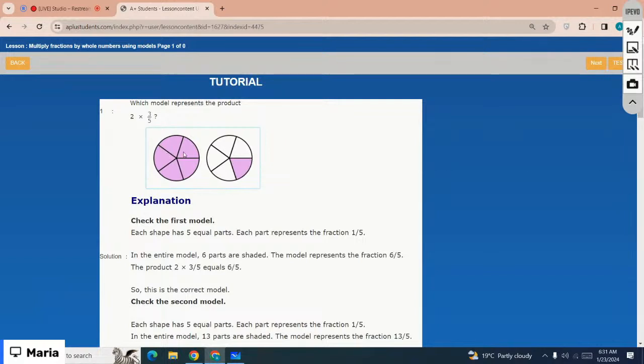You have 1, 2, 3, 4, 5, and 6 portions colored, right? So that would be 6 out of 5. Got it? You need to calculate the shaded portions. 6 of the portions are shaded. So the product of this model is 6 over 5. Got it? The correct option is 6 out of 5.